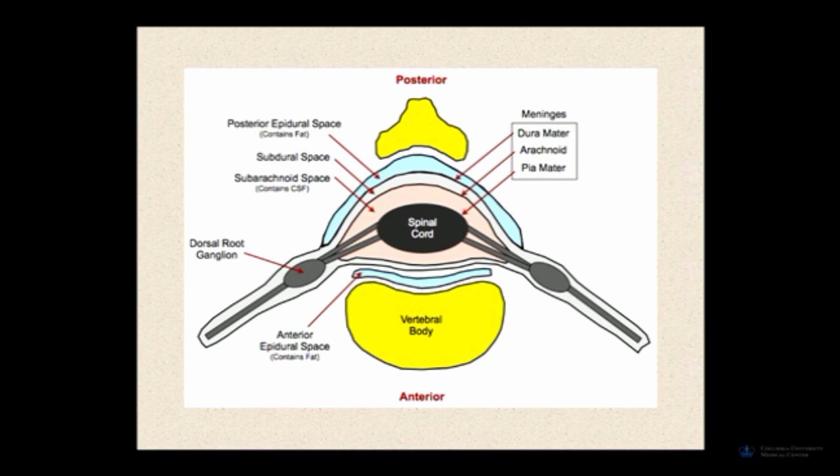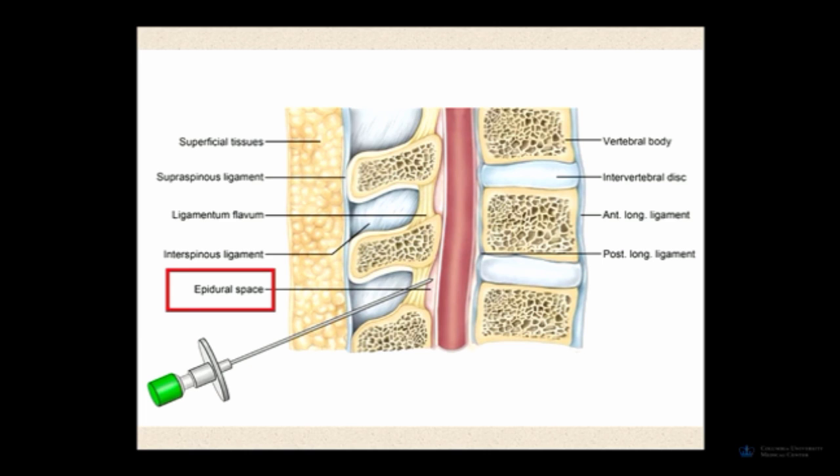The epidural space is actually the space outside of the dura mater. So with epidural anesthesia, the drug is put in the epidural space. And normally the approach is from behind, and so it's in the posterior epidural space. So you can see the approach is from the posterior side, and it's put in that epidural space.